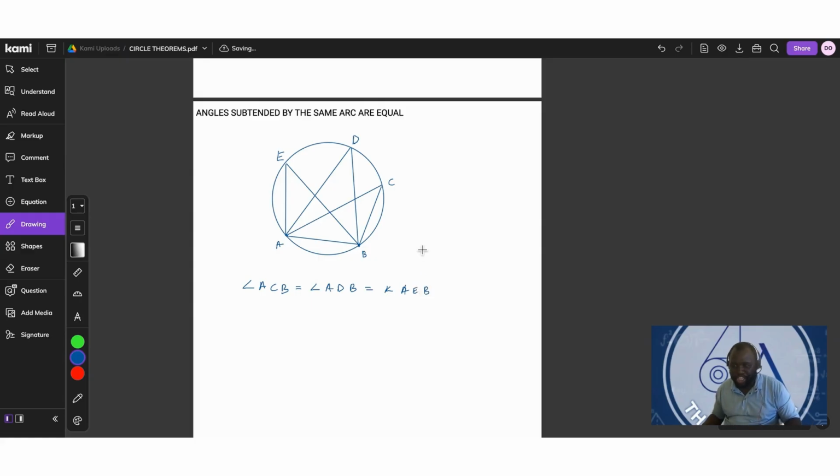And what do you see changing? The letter that starts the angles remains the same. The letters in the middle change. So anytime I look at an angle and I see that the first and the last letters are the same, only the middle one is changing, then those are angles in the same segment and they remain the same.